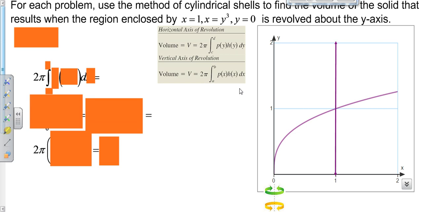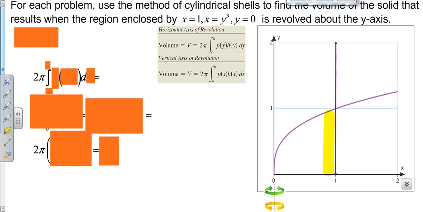Once again, we're going to use shells to find the volume of the solid that's revolved around the y-axis. We have our x equals 1, which is our vertical line right here. We have our y equals 0, which is our x-axis. And then we have x is equal to y cubed, and that's this curve right here. So we're looking at the region that's bound by all three of those curves, and that's right there.